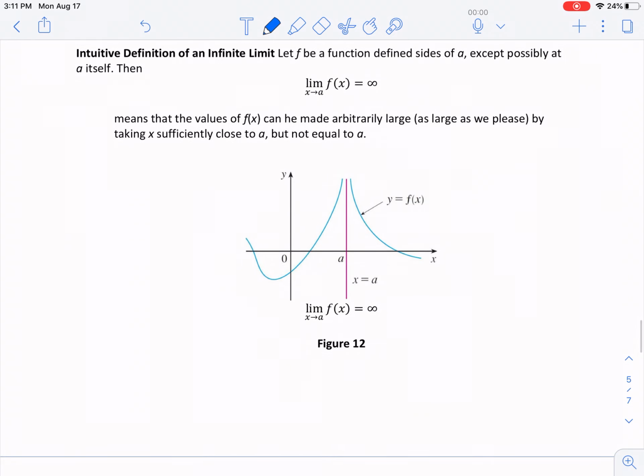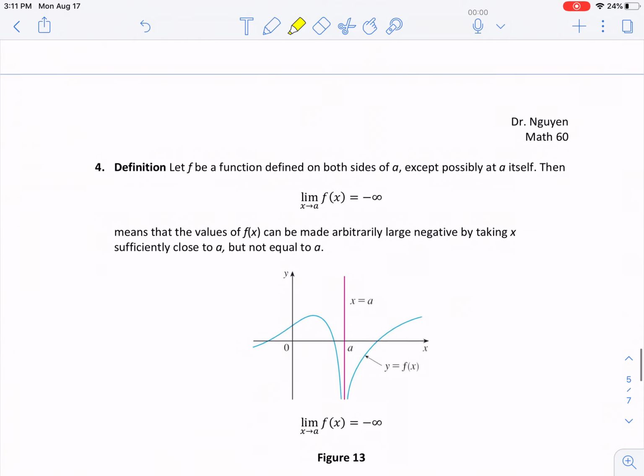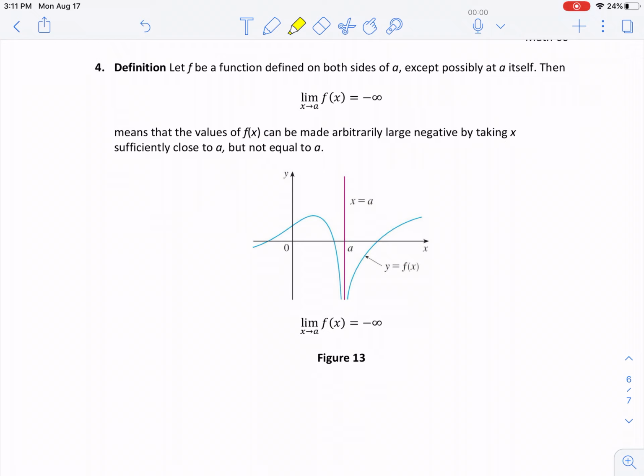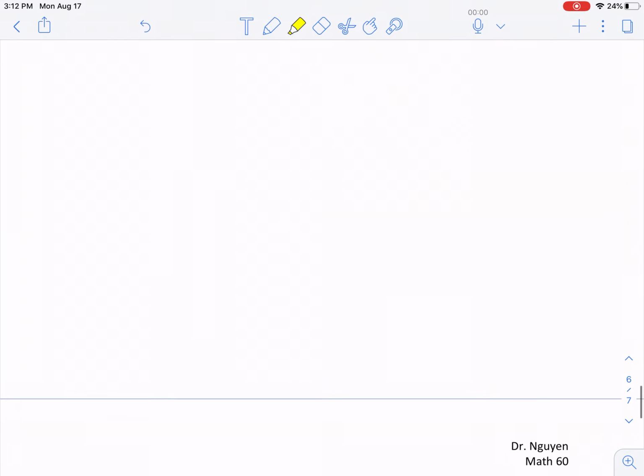And you can see in figure 12, as x approaches a, on both sides, left and right, it's going to go to infinity. Okay. Now, same thing with negative infinity. If the values of f of x can be made arbitrarily large negative by taking x sufficiently close to a but not equal to a, then it's going to go to negative infinity. So we call it large negative.